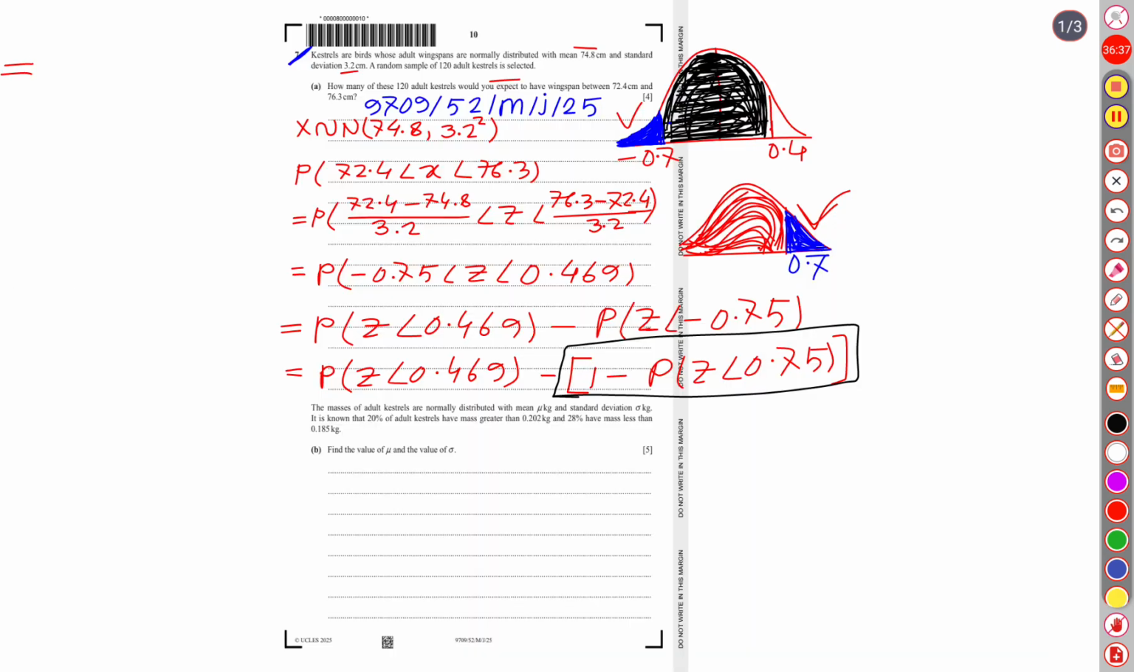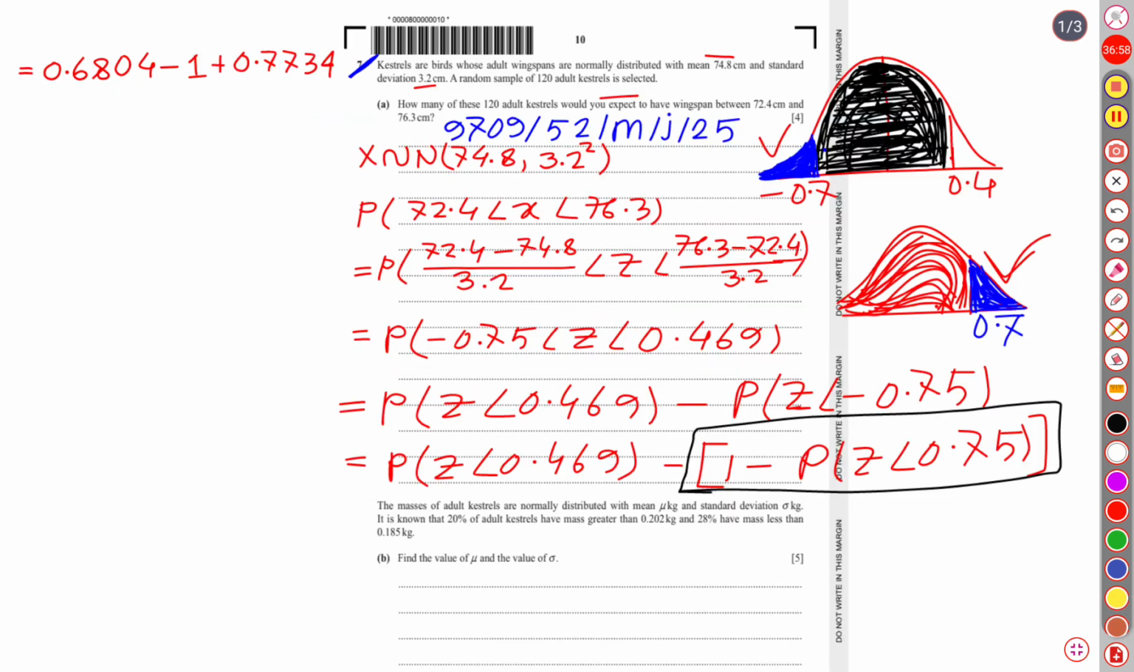Let us substitute this value. First one was 0.6804. I think I can write over here. Okay, -1 plus second probability is, let me zoom it out. So these are the values. First probability is 0.6804, then -1 plus 0.7734. If we simplify this, our result is going to be 0.4538.